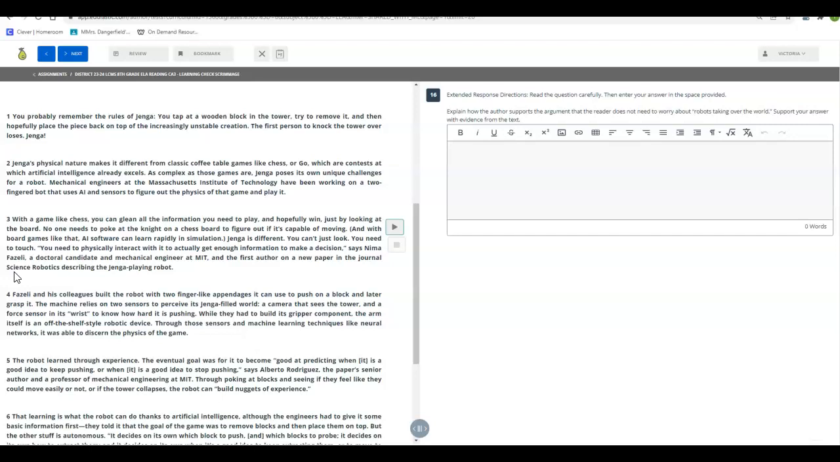Jenga's physical nature makes it different from classic coffee table games like chess or Go, which are contests at which artificial intelligence already excels. As complex as those games are, Jenga poses its own unique challenges for a robot. Mechanical engineers at the Massachusetts Institute of Technology have been working on a two-fingered bot that uses AI and sensors to figure out the physics of the game and play it.